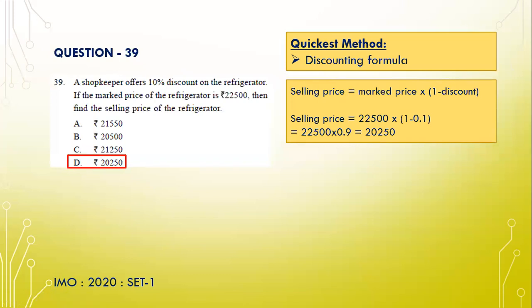A shopkeeper offers 10% discount on the refrigerator. If the marked price of the refrigerator is 22,500, then find the selling price. Easy one. What is the discount? 10%. So the selling price is 22,500 into 1 minus discount. 10% is 10 upon 100, which is 0.1. So 22,500 into 1 minus 0.1, which is 0.9. So 22,500 into 0.9 is 20250.